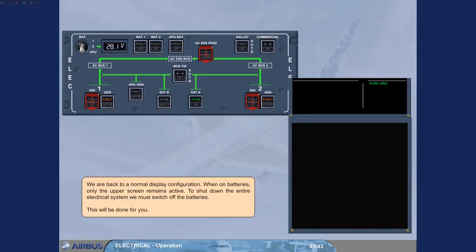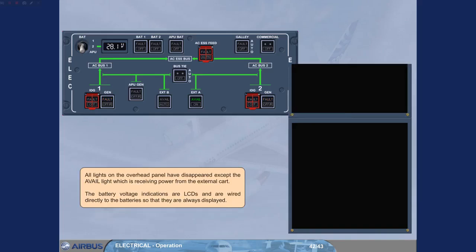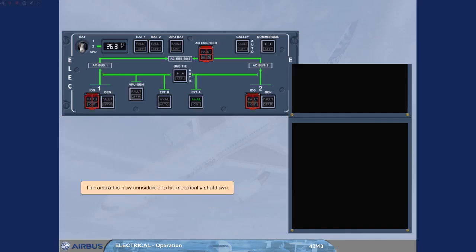We are back to a normal display configuration. When on batteries, only the upper screen remains active. To shut down the entire electrical system, we must switch off the batteries. This will be done for you. All lights on the overhead panel have disappeared, except the avail light, which is receiving power from the external cart. The battery voltage indications are LCDs and are wired directly to the batteries so that they are always displayed. The aircraft is now considered to be electrically shut down.